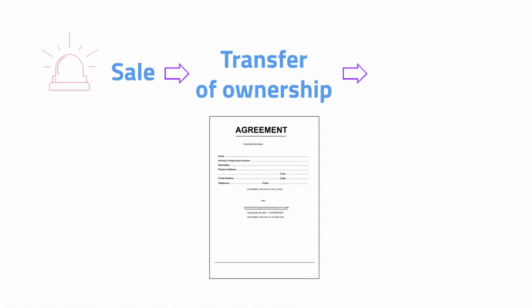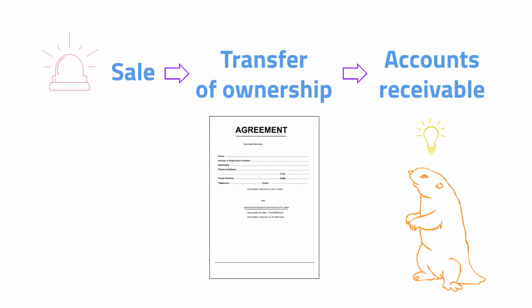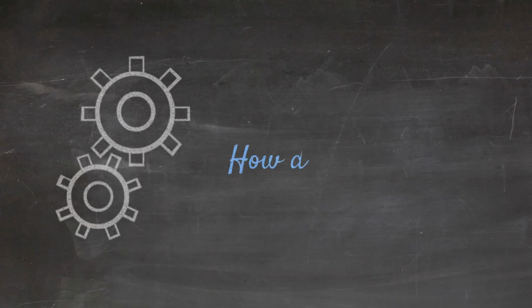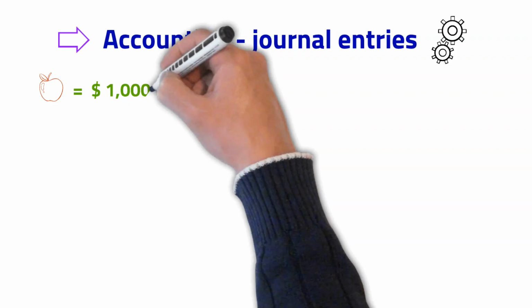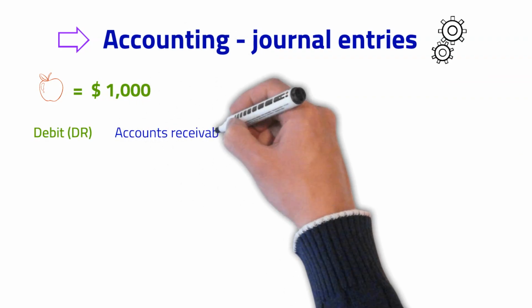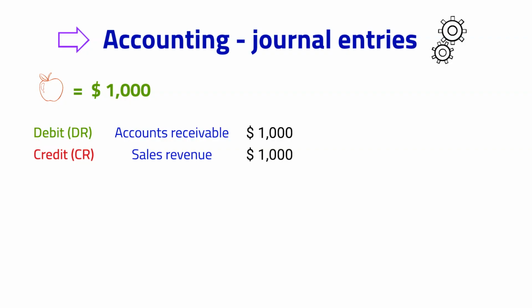So, you recognize the receivable when you recognize revenue. That is when control of the goods or services passes to the customer. Now, let's get back to our Apple shop. For a simple sale on credit of apples for $1,000, the journal entries will be: debit accounts receivable $1,000, credit sales revenue $1,000. And now let's complicate it a bit.